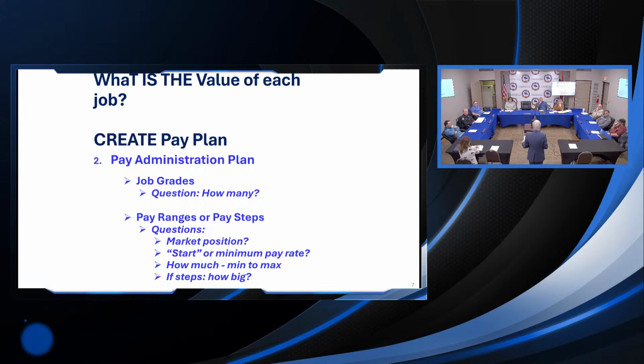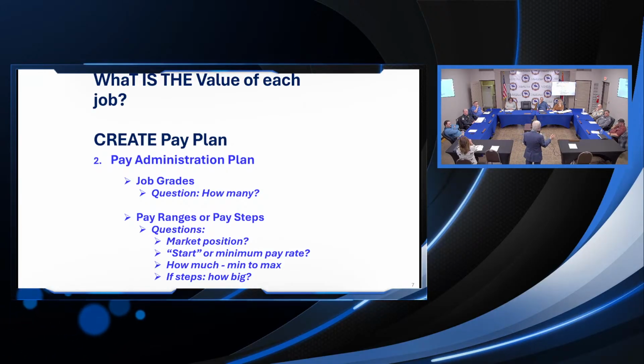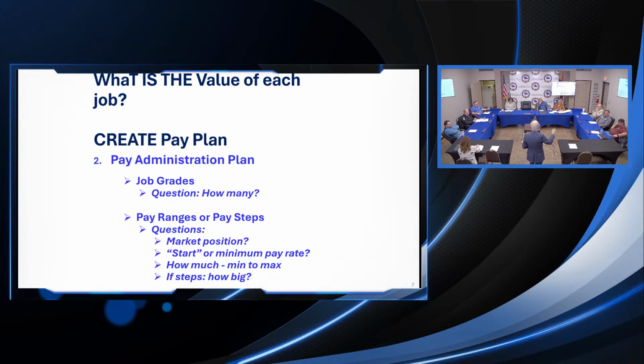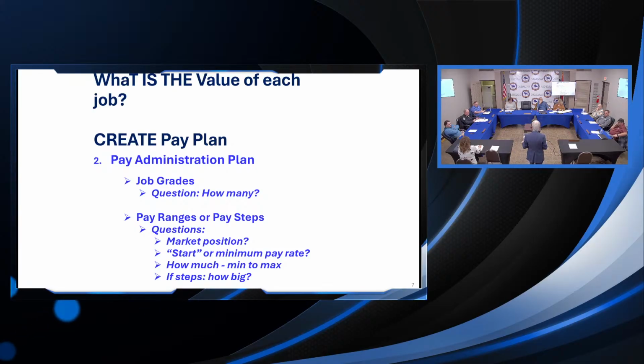And then, let's try to put this all together. So usually we set up the pay plan so that if it's a pay range, you have a minimum, a midpoint, and a max. The midpoint reflects the market rates for the jobs, the market average or whatever position you choose. That's the midpoint. And then the minimum represents the starting rate for a minimally qualified person. The max is the top out.